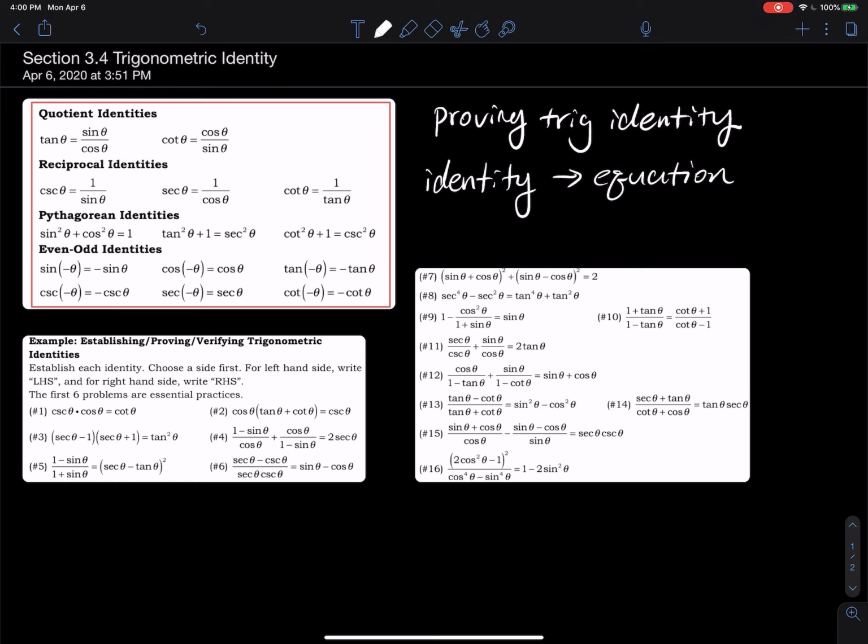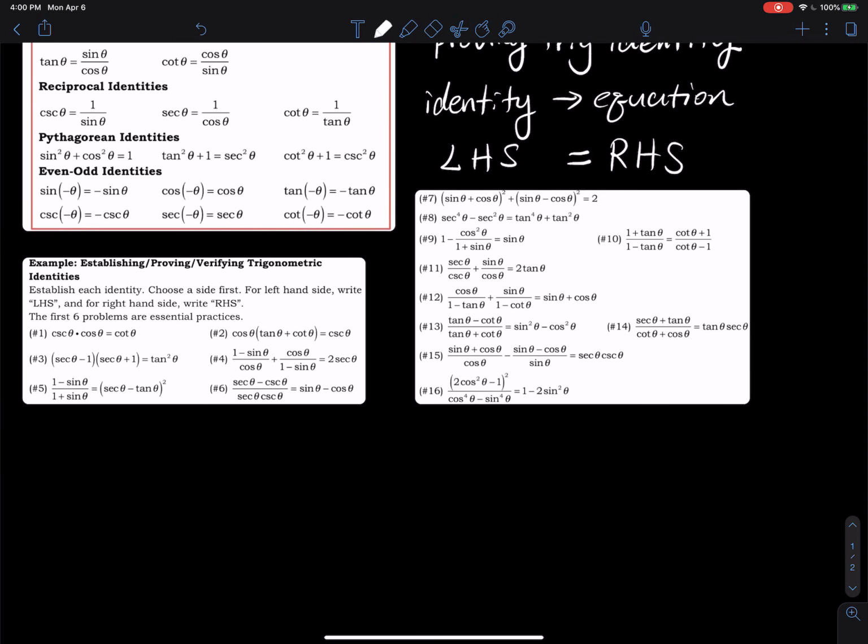What is an equation? We have an equal sign right in the middle, and on the left side we have a left hand side, LHS, and then we have a right hand side, RHS. So basically we pick a side, either the left side or right side, and then we do the math to go to the other side. This is like building a bridge between point A and point B. Let's say you pick the left hand side, which is point A. So that means you are right here.